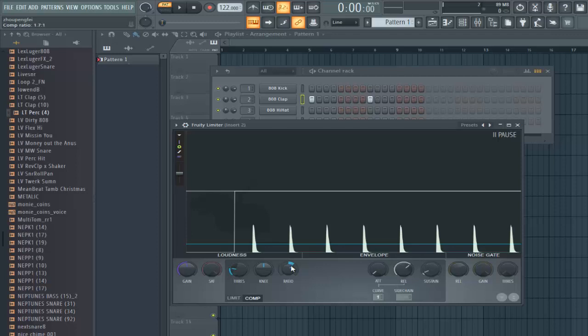And if you want too much compression, then you're supposed to make sure that your ratio is really high, so that too much compression can actually take place for you.